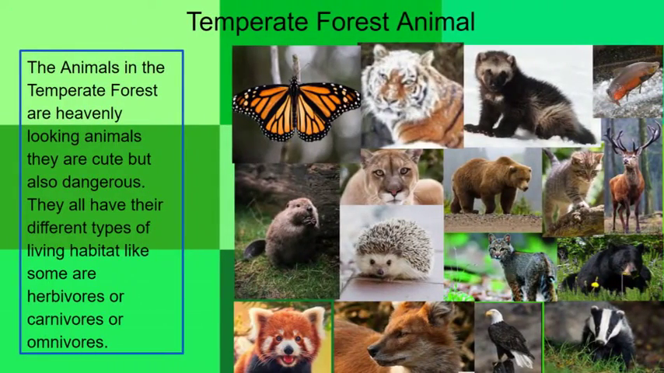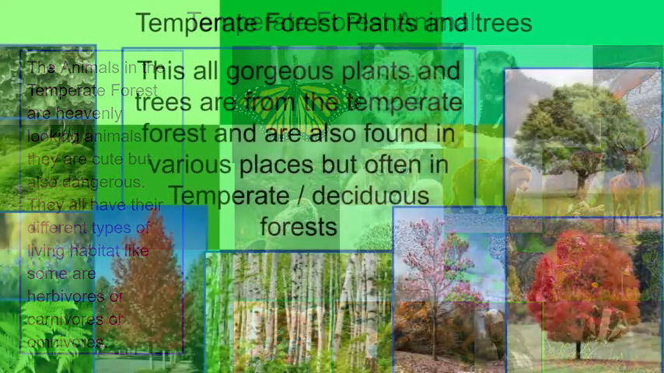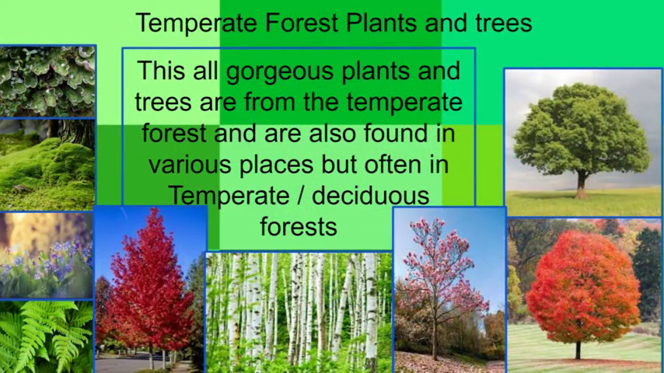Temperate forest animals. The animals in the temperate forest are heavenly looking animals. They're cute but also dangerous. Also, they all have their different types of living habitat. Some are herbivorous or carnivorous or omnivorous. Temperate forest plants and trees. These gorgeous plants and trees are from the temperate forest and are also found in various places, but often in temperate or deciduous forests.